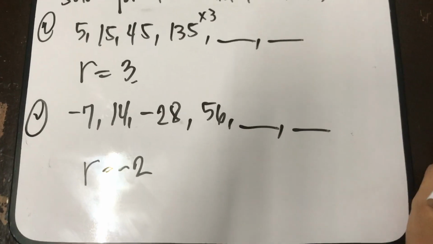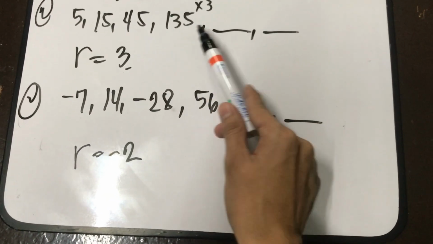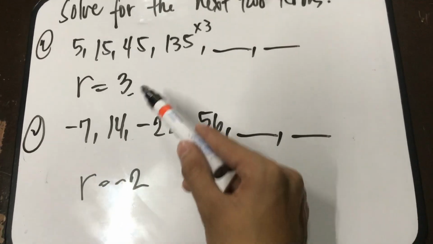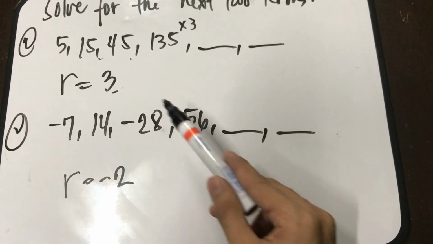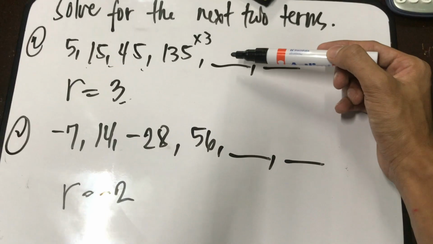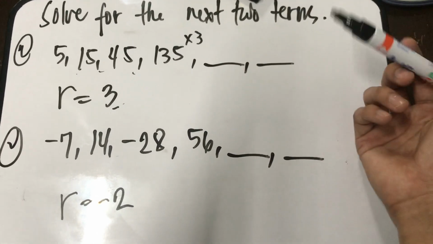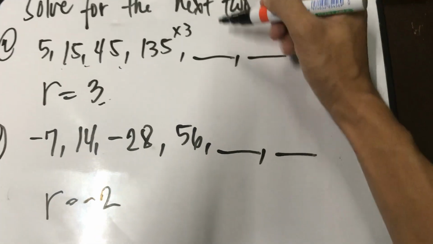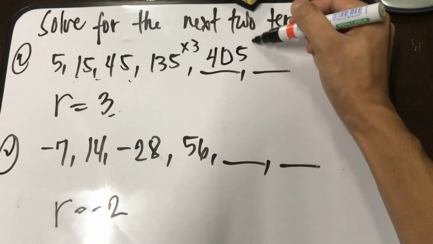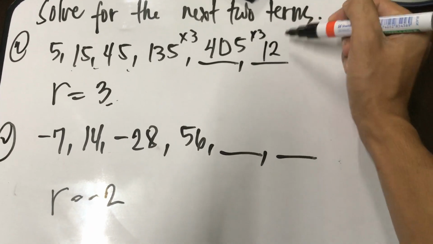Gamitin natin yung example natin in solving the next two terms. Ibig sabihin, hahanapin natin yung two terms after this sequence. Kanina, na-solve natin na ang common ratio of this sequence in number 1 is 3. Para mahanap natin yung susunod na term, imumultiply natin siya sa ating last term. So, 135 times 3, ilan yun? That is 405. And 405 times 3, we have 1,215.